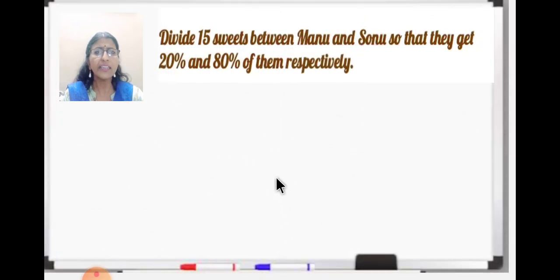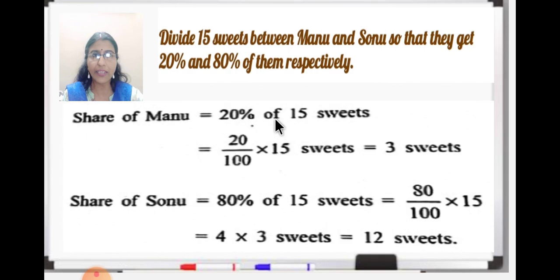Now next question, divide 15 sweets between Manu and Sonu so that they get 20% and 80% of them respectively. So here what you have to do, children, here you see total number of sweets first. Total number of sweets are 15 and you have to divide it between Manu and Sonu in such a way that Manu should get 20% and Sonu should get 80%. So how you are going to solve it? This is the way you will solve.